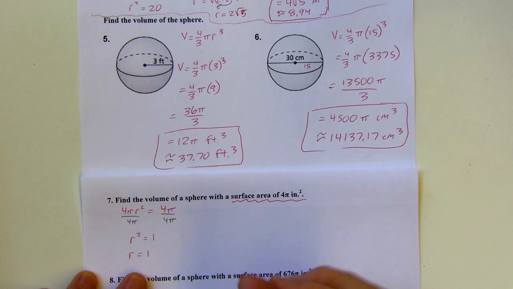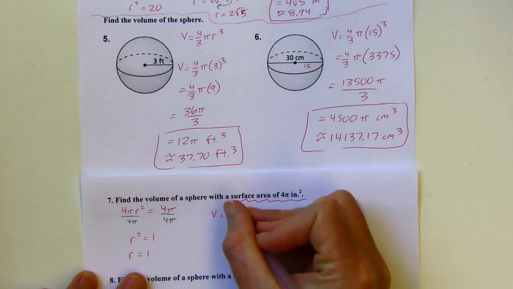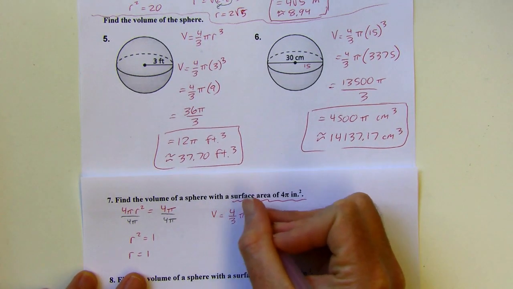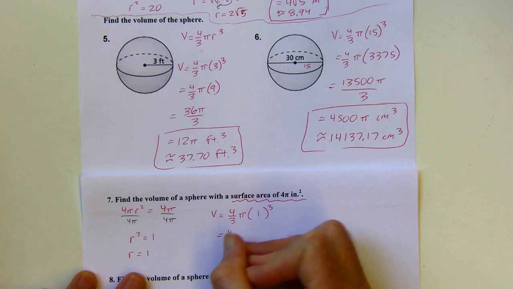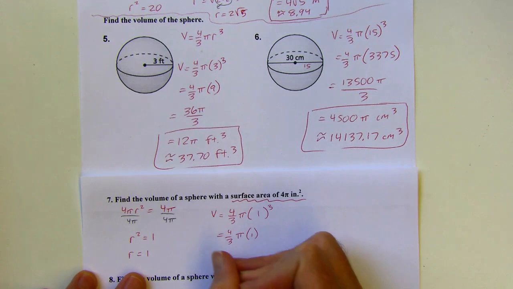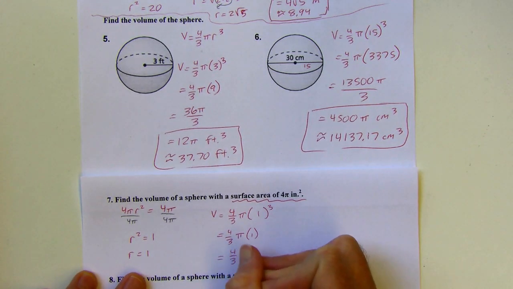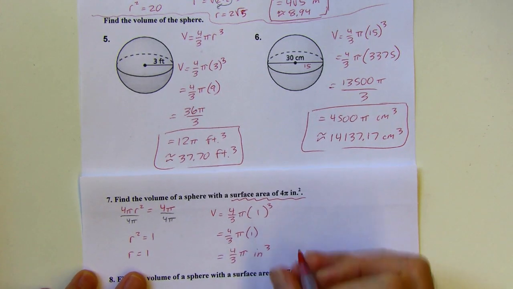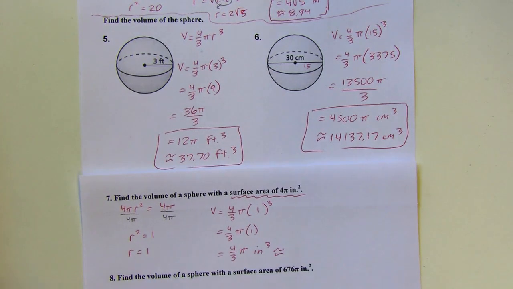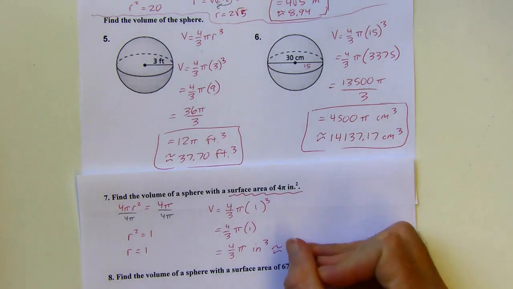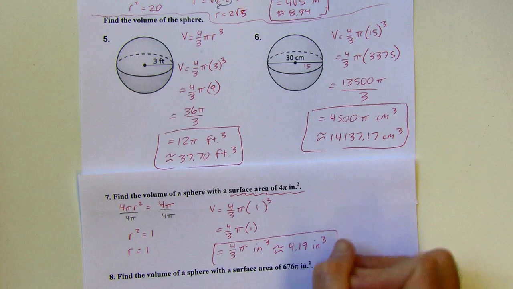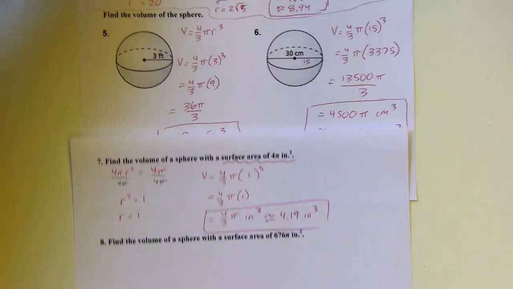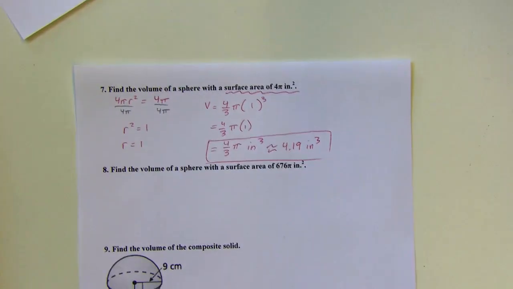So my radius is 1, and now I can find the volume, right? 4/3 pi r to the third, and I just figured out what the radius was. Okay, 1 to the third is just 1, so this is going to be 4/3 pi, cubic inches. And that would come out to about 4.19. That's a decimal. Okay. Next up, find the volume of a sphere.